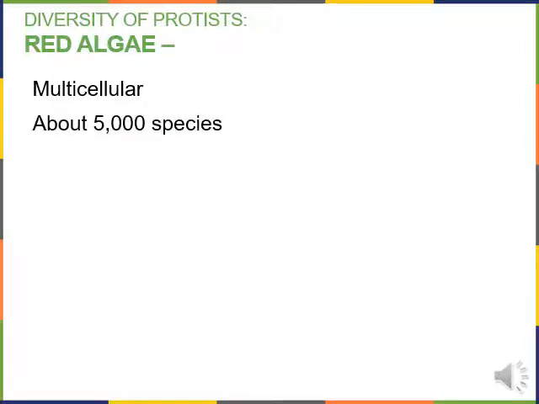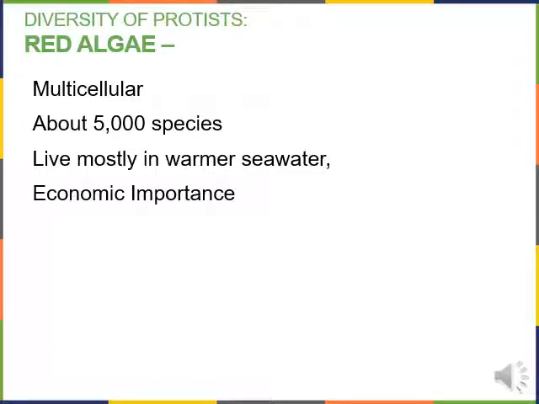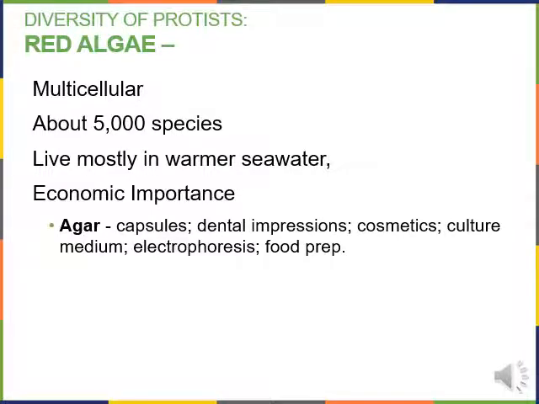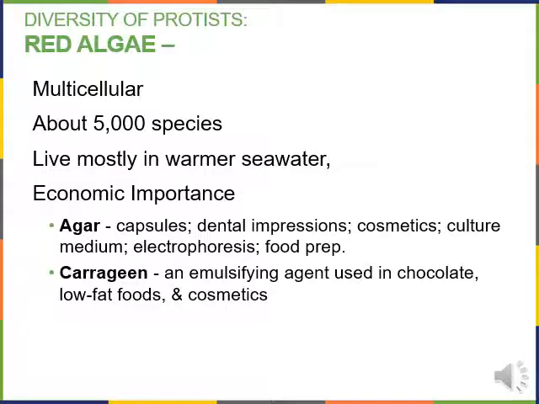Now, talking a little bit about the diversity of protists, we can focus on red algae for a little bit here. Red algae are multicellular. There are over 5,000 species of red algae, and most of them live in warm seawater, so they're very common and diverse in warmer, shallow seawater. There are a couple of things to highlight in terms of their economic importance. Because we're in the biology department, we'll talk about agar for a second, used to form capsules, dental impressions, cosmetics, culture medium, and electrophoresis, so a lot of things you might be exposed to as you take some molecular biology or genetics. That growing medium, agar, is very important in microbiology too. So from an economic perspective, red algae contribute a great deal. Also, an ingredient called carrageenan is an emulsifying agent used in chocolate, low-fat foods, and cosmetics, which is more economic importance of red algae.